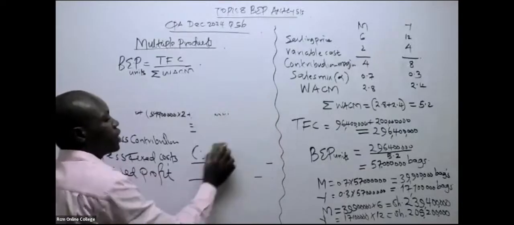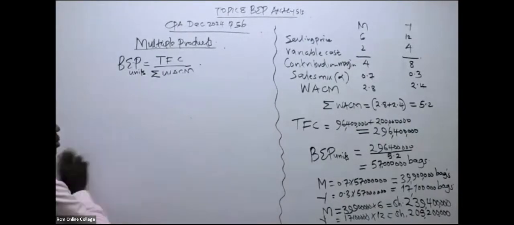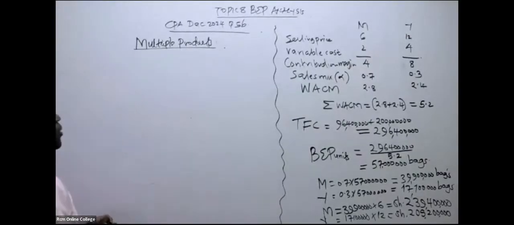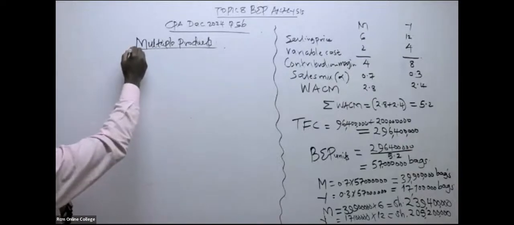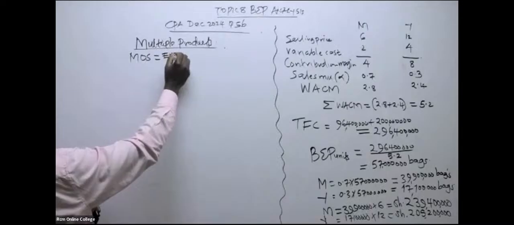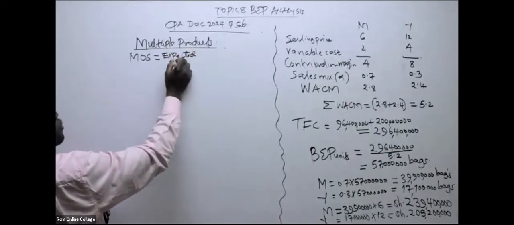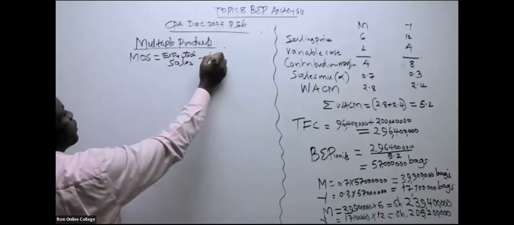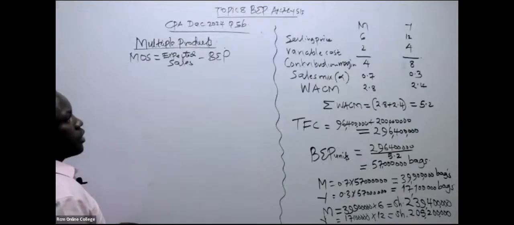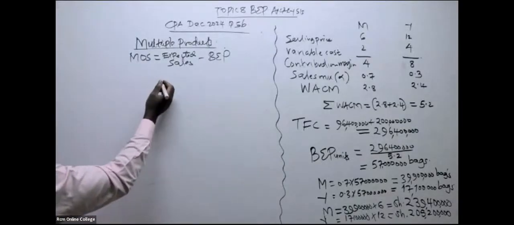Can we now go ahead and get what we call margin of safety? So margin of safety is equal to expected sales minus break-even point. It can be in units, it can be in shillings. So let's start with margin of safety in units.